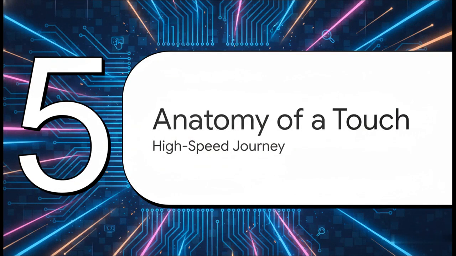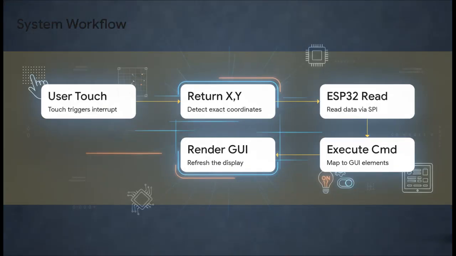Let's dive deeper in Section 5, Anatomy of a Touch, exploring this high-speed journey. Okay, this is where it gets really cool. It's a thrilling, split-second micro-journey. Step 1, you physically touch the resistive layer on the screen. Step 2, the hardware instantly translates that physical pressure into mapped X and Y coordinates. Step 3, the ESP32 reads those exact coordinates via SPI, triggering an immediate interrupt-driven response. Step 4, the microcontroller maps that location to your specific UI elements to actually execute a command, like, say, turning on a smart light. And finally, Step 5, the ESP32 updates the display state, rendering the new GUI.